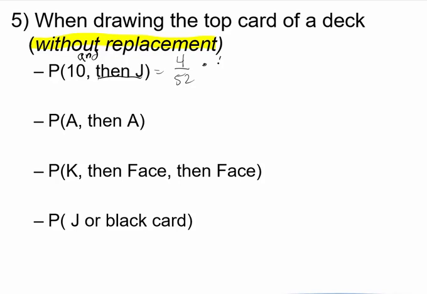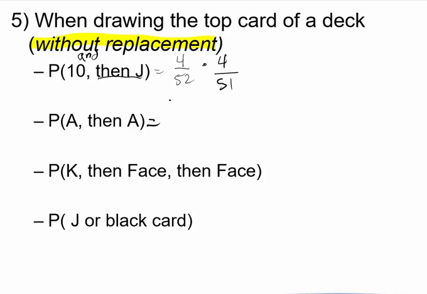So now there's 4 jacks left in the deck, but be careful because we took the 10 out, so there's only 51 cards left. Again, I'm not going to go in and multiply these. I'll let you do that in your calculators on your own time, but it should be 4 out of 52 times 4 out of 51 for our setup.